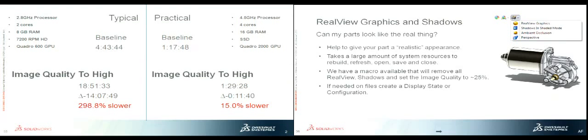A macro that'll go through and turn off real view and shadows, as well as set that image quality down to a proper point. And you can run that macro against a file set and just take care of all of it at once. We've had a few customers that have run real view graphics or even image quality and had it turned on for everybody, and now they've got this huge database of files that are just set wrong, and you don't want to go through that manually, so we help with that.